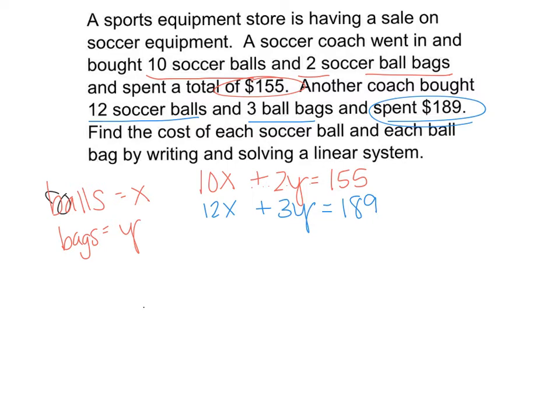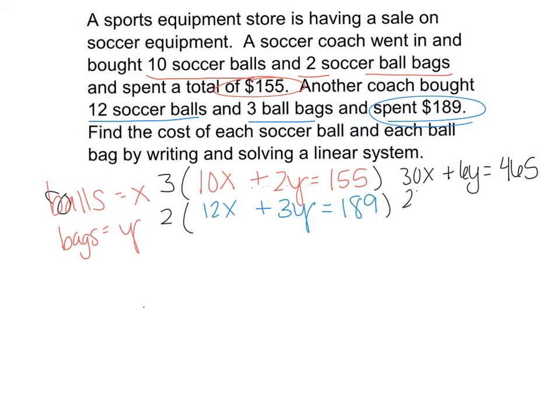Could we easily eliminate one of these variables? I would say yes. I noticed right away 2 and 3, they both go into 6. So let's change both of these equations so that they say 6y, and we'll use the elimination method. In order to make that top equation a 6y, I'm going to multiply by 3. So that'll be 30x plus 6y equals 155 times 3. And for time purposes, I'm going to grab a calculator here and solve that. That's 465.